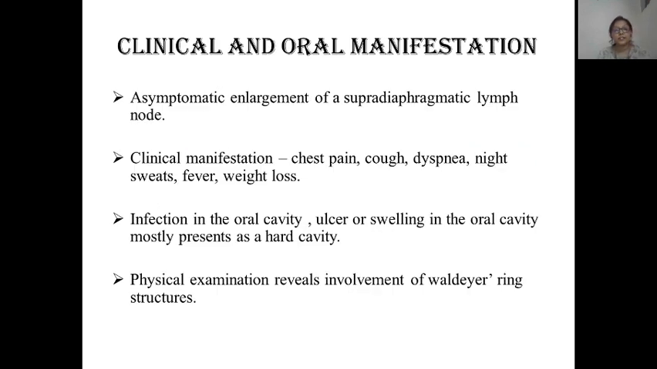Clinical and oral manifestations. Asymptomatic enlargement of the supradiaphragmatic lymph nodes is seen here, and clinical manifestations show chest pain, cough, dyspnea, night sweats, fever, and weight loss. Infection in the oral cavity, ulcer or swelling in the oral cavity mostly presents as a hard swelling, and physical examination reveals involvement of the Waldeyer ring structures. Waldeyer ring is a lymphoid structure that is present in the lymphatic tissue.